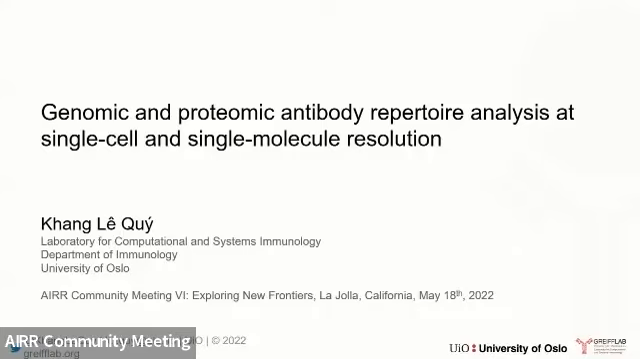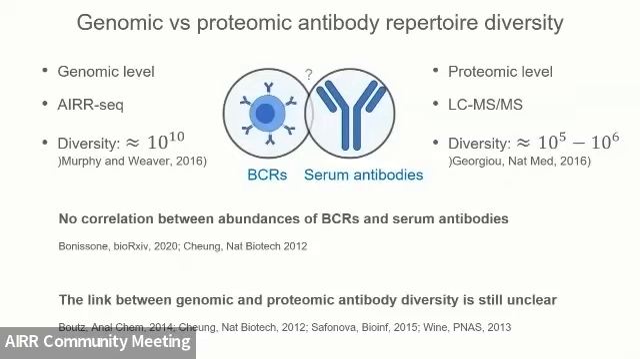First, I would like to start with a question that we want to ask. As you all know, when we do AIRR-seq, we can examine the BCR repertoire. And when we want to examine the serum antibodies, we can do antibody mass spec to know the sequence of those antibodies. But what we don't know here is how much is the overlap between these two sections of the antibody repertoire. Previous research has not found correlation between the abundance of BCRs and serum antibodies, and therefore the link between genomic and proteomic antibody diversity is still unclear.